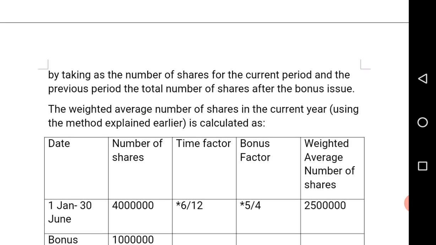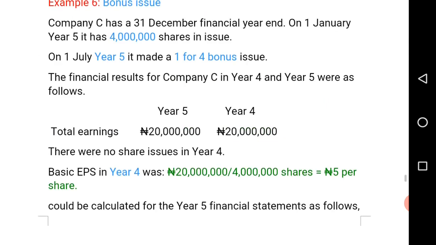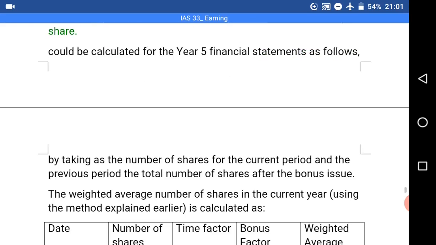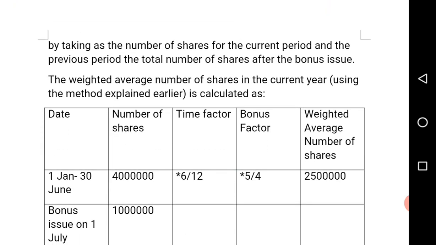Now we have the date 1st January to 30th June, the months before July. For that period, we had 4 million shares, as in the question here. So how many months is that? January, February, March, April, May, June. 6 months, so 6 over 12. Then for the bonus issue, you multiply by the bonus factor, and when you multiply it, you get your weighted average number of shares here.